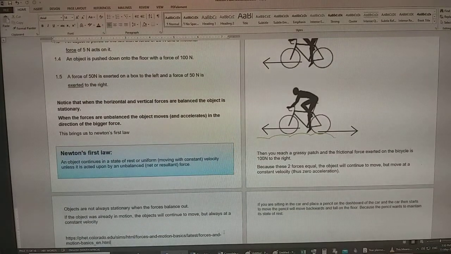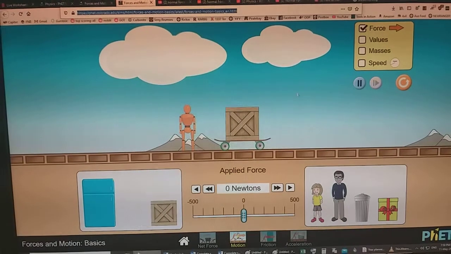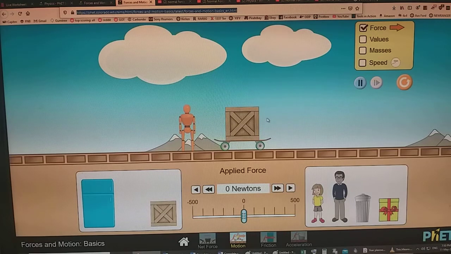Now let's investigate what that means using this PhET simulation. There'll be a link in the notes that shows you where to go so that you can download this yourself and then play around with it and see.